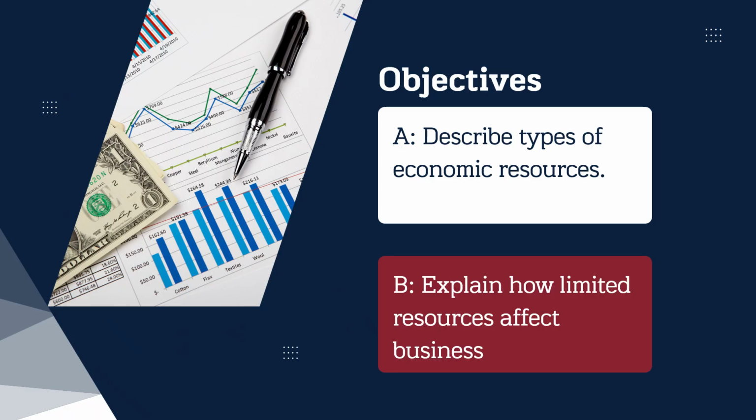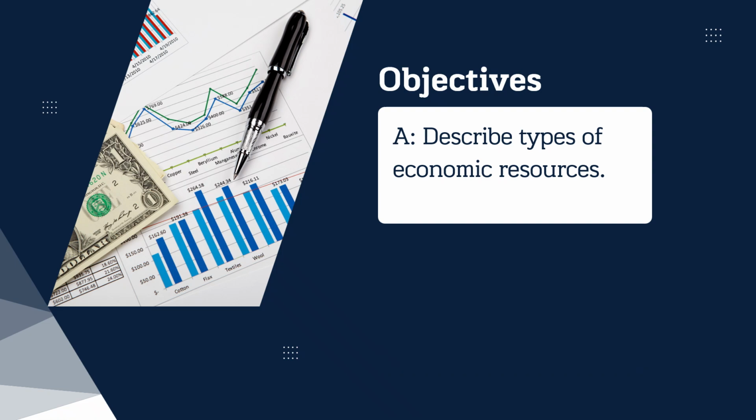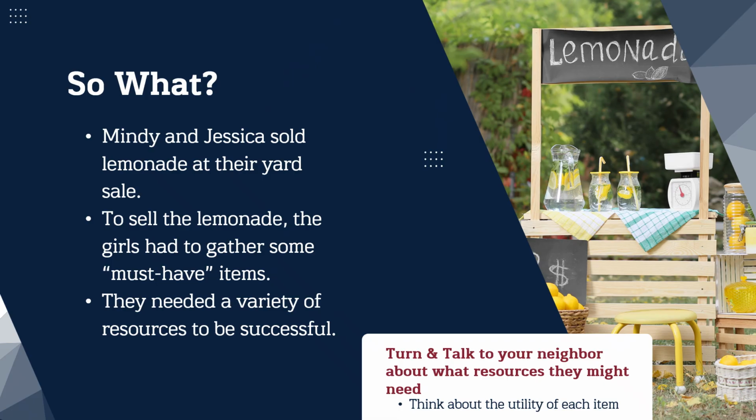We have two objectives in this lesson: A, describe the types of economic resources, and B, explain how limited resources can affect businesses. Now, objective A, describing the different types of economic resources. You might be thinking, so what?